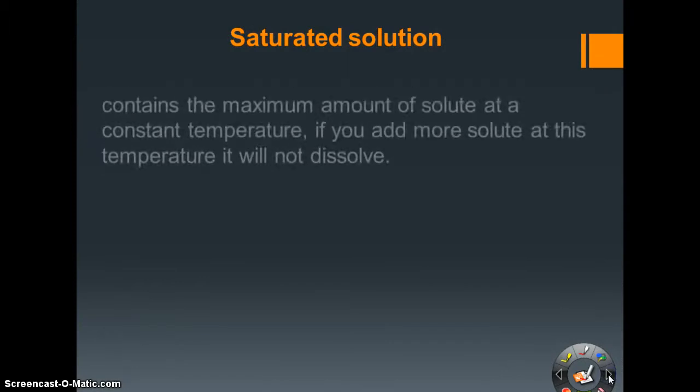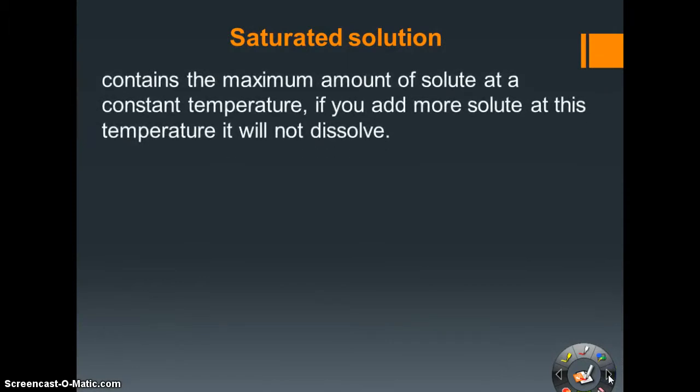A saturated solution is going to have the maximum amount of solute at a constant temperature. If you add any more solute at that temperature, it will not dissolve. So if you have a cup of slightly warm water and you start adding sugar, you're going to get to the point where the sugar's not going to dissolve anymore. It's just going to be sitting at the bottom, and you have reached the saturation point for the sugar at that temperature.